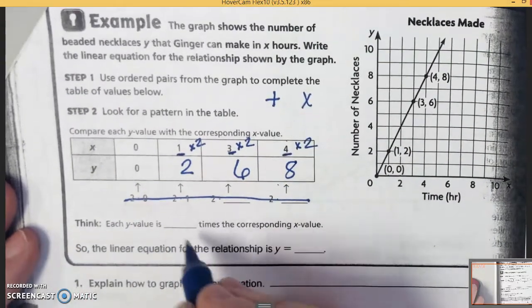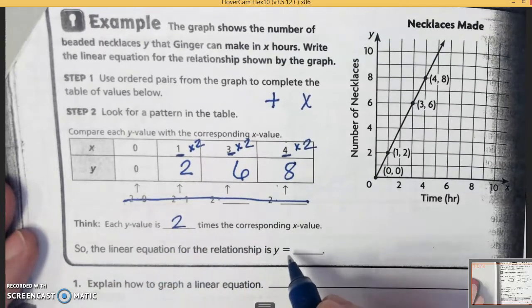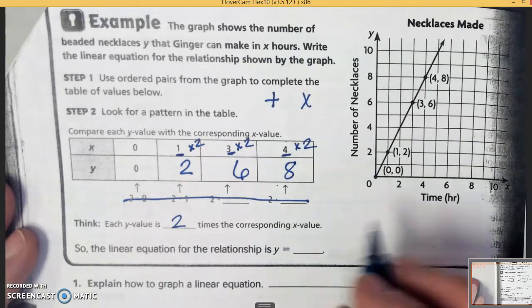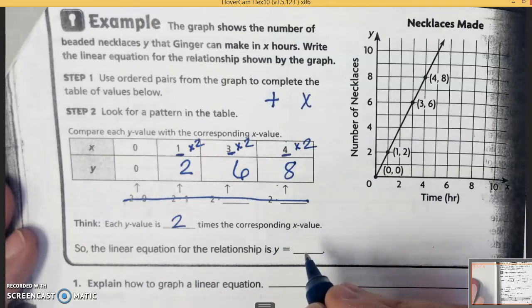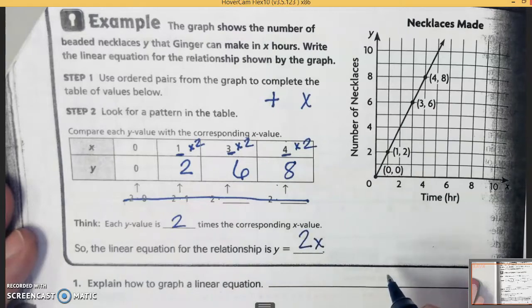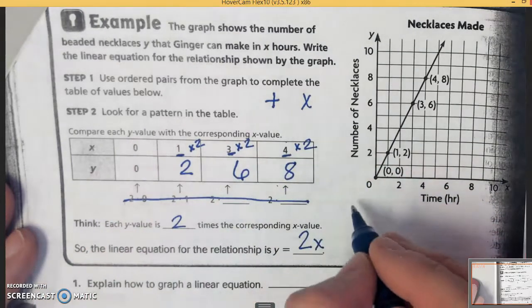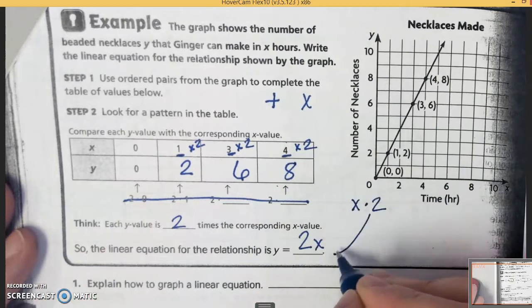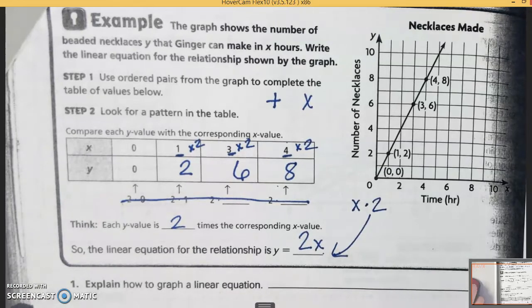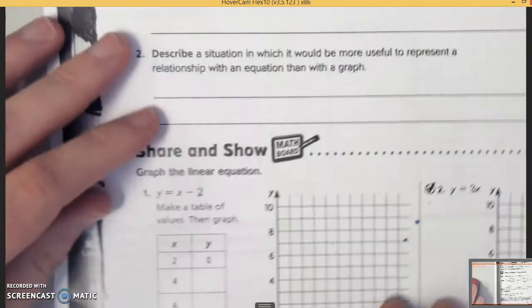How can I write that? Y equals, how do I show that I'm taking the X and multiplying by 2? Y equals what? Think back to what we did yesterday. 2x. Y equals 2x. Because this is like saying x times 2, but typically we write it this way. Any questions there? All right, let's look at number 1 on the bottom.